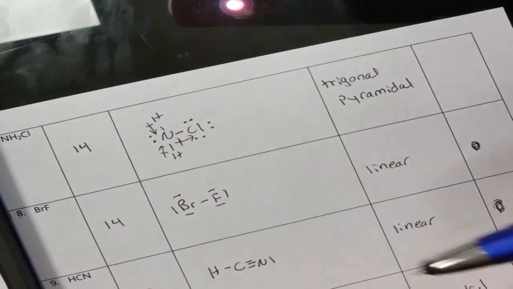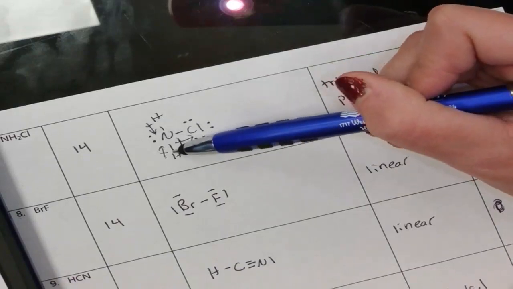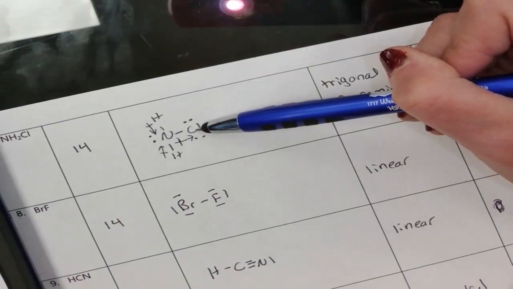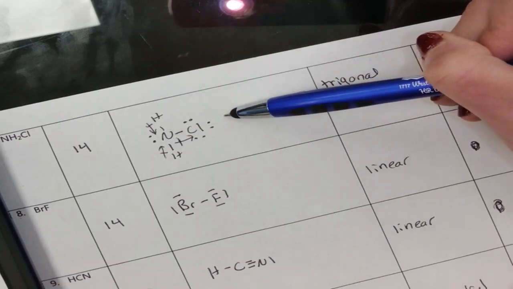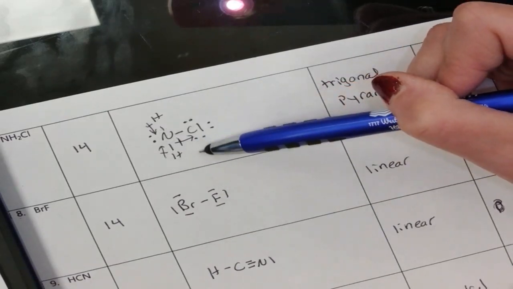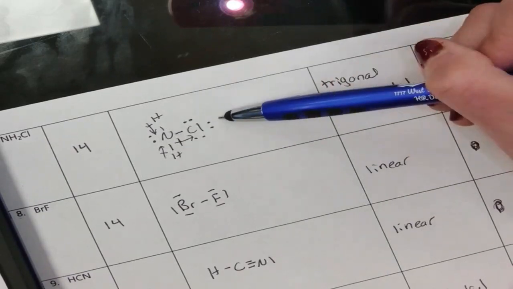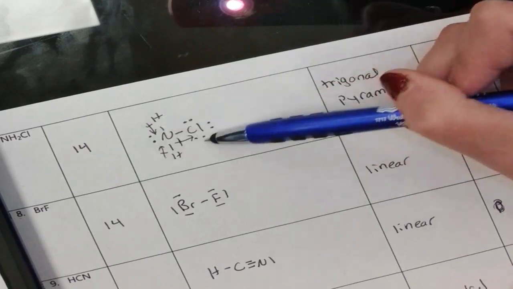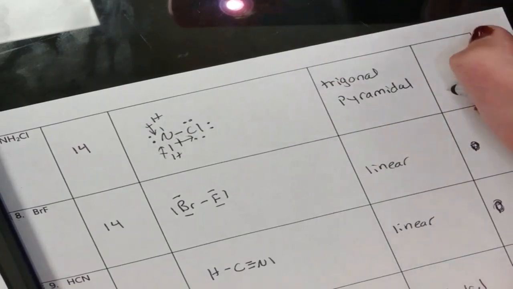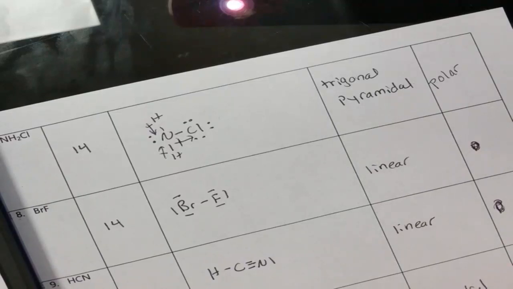So what do I have? Nitrogen is pulling hydrogen from the top and the bottom, but chlorine is pulling toward the right. So I got this molecule which is being pulled in all kinds of directions, from top to bottom and to the right. So because we've got this pull in all bunches of directions, this is a polar molecule.